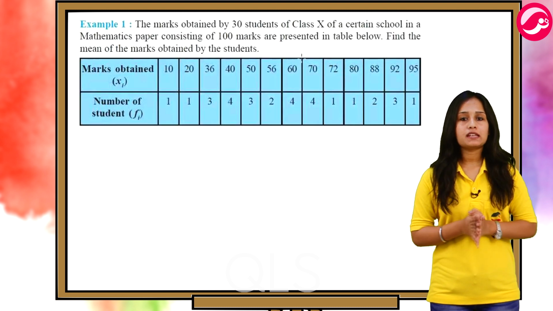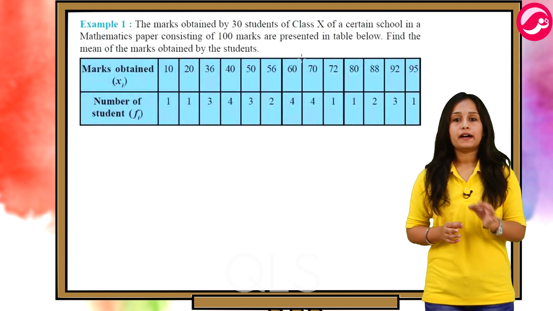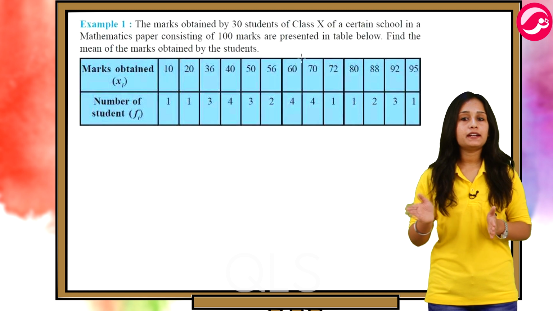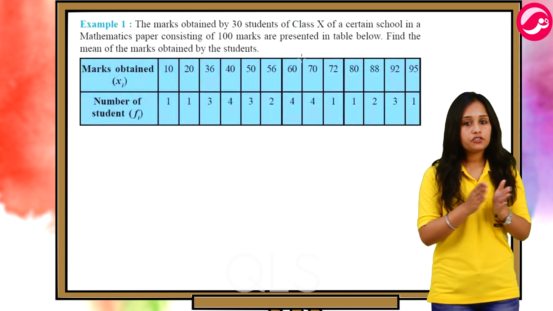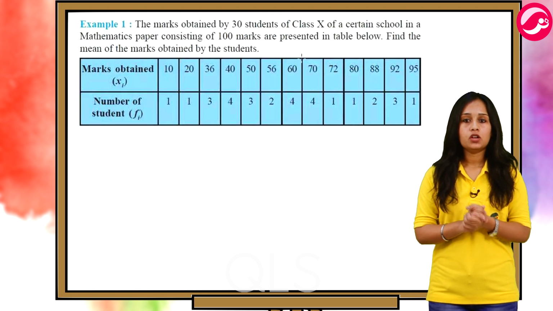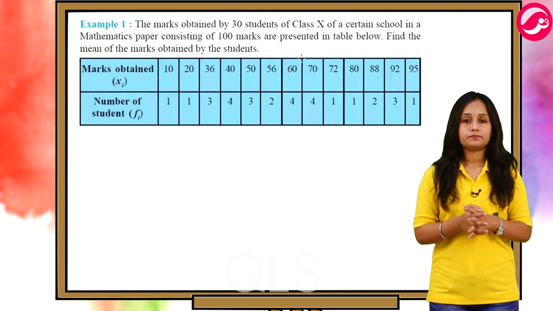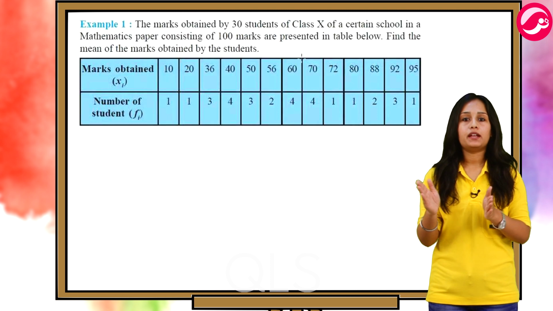Our first problem says that the marks obtained by 30 students of class 10th of a certain school in a mathematics paper consisting of 100 marks are presented in a table. So, find the mean of the marks obtained by the students. Now we have a table.